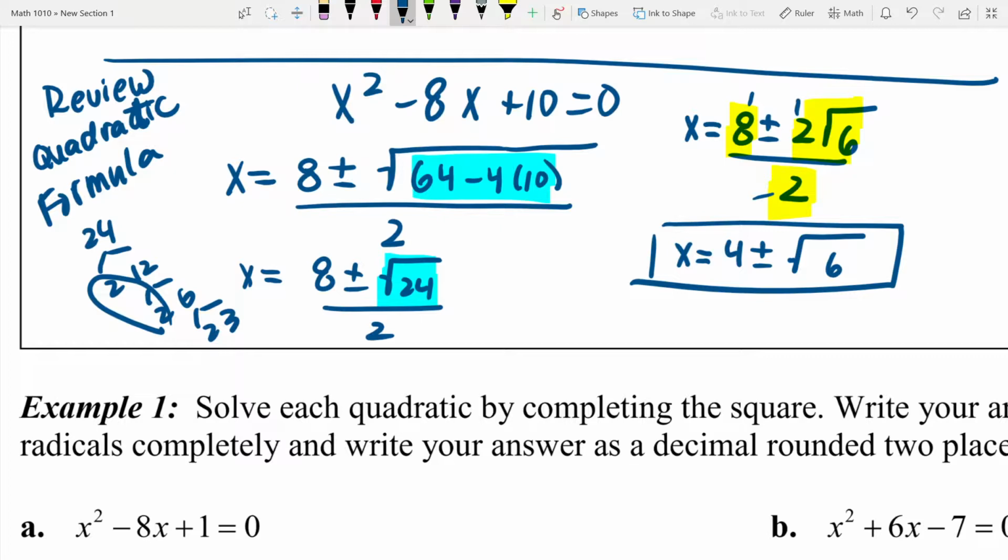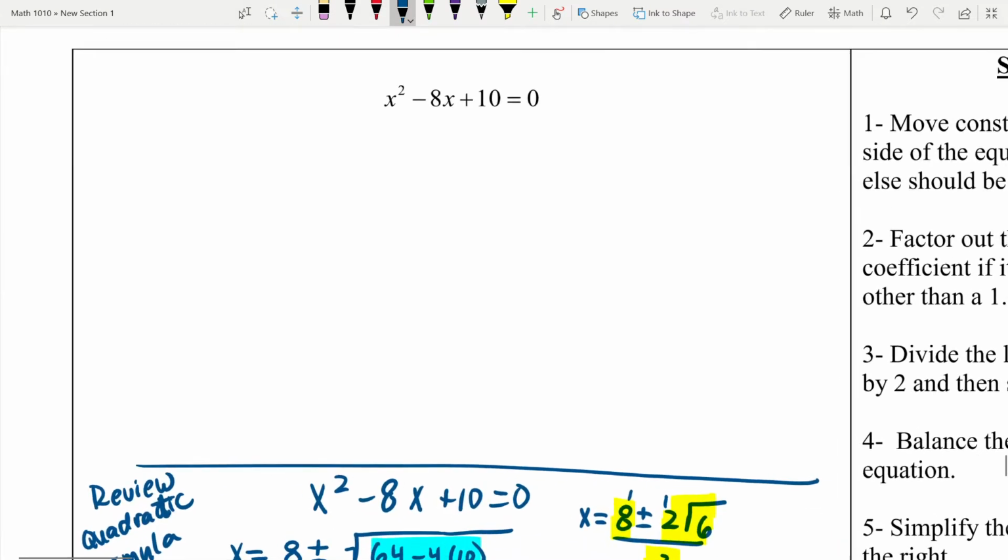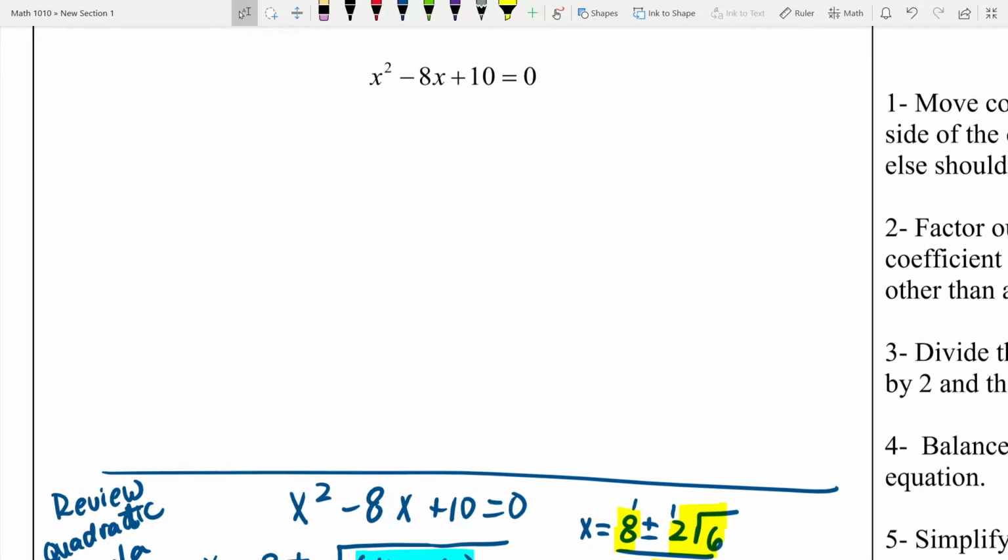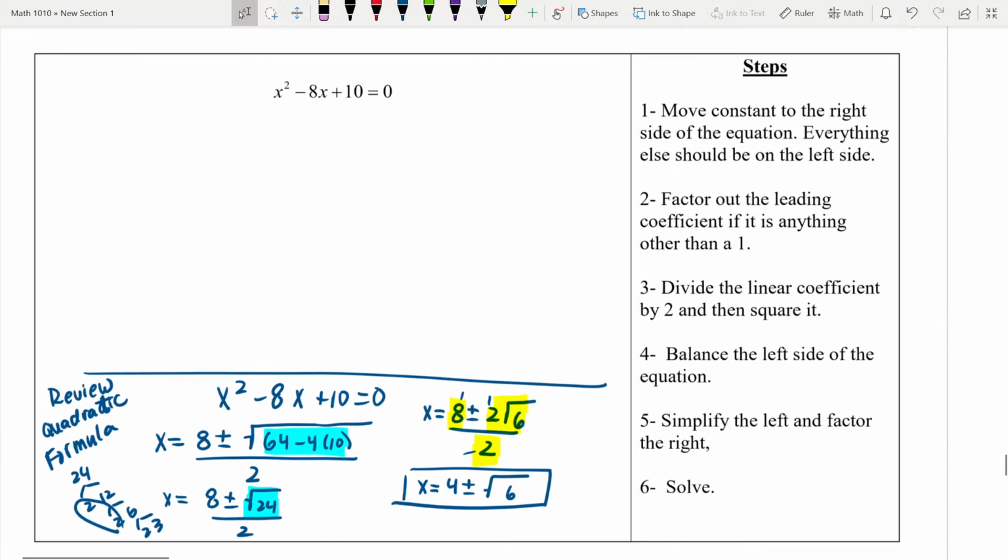That's what we did last time. Who says, I understand everything you just did? I feel really good about that. Great. So today we're going to learn a different method that does the same thing. We're going to end up with the same answer because the problem's the same. It's just a different method. It's called completing the square.